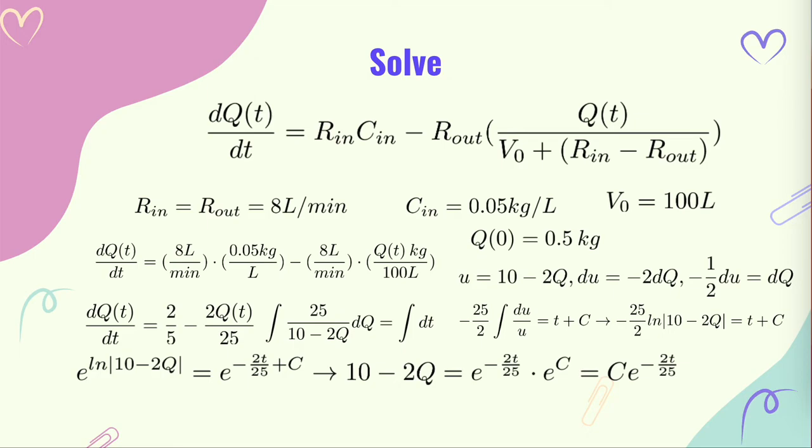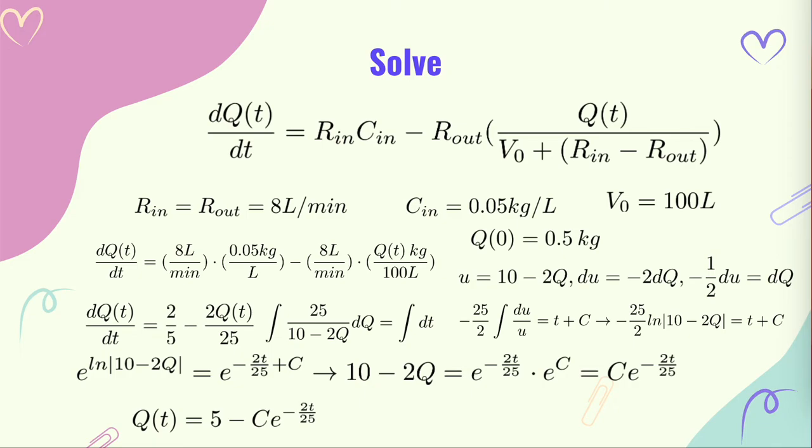But then I'm breaking the e to the c out of there at the same time, so that it's just e to the c times e to the negative 2 over 25t. And then I redefine my constant, because my constant is arbitrary, to just be c e to the negative 2 over 25t. And so what I'm going to have for my solution is that q of t is equal to 5 minus c e to the negative 2 over 25t.